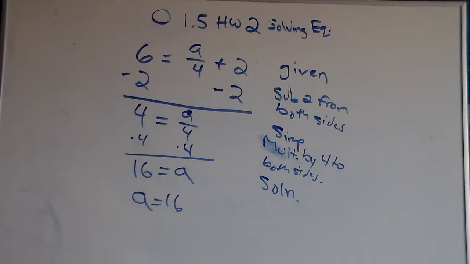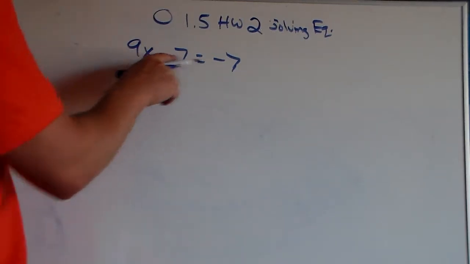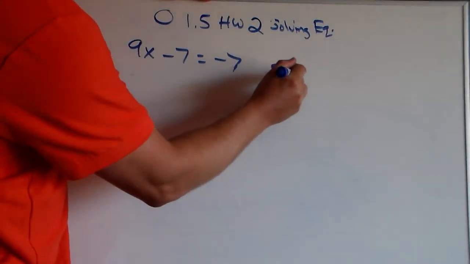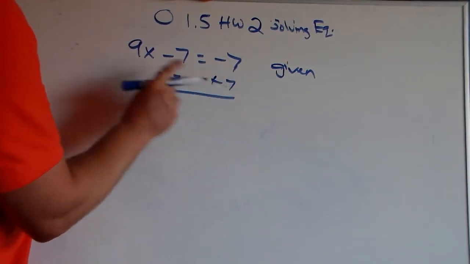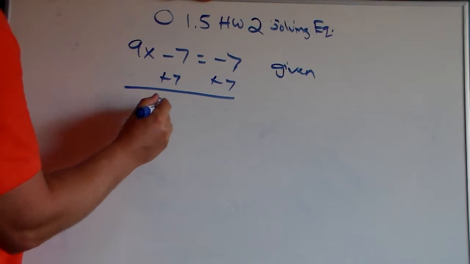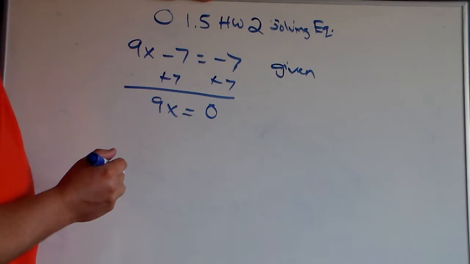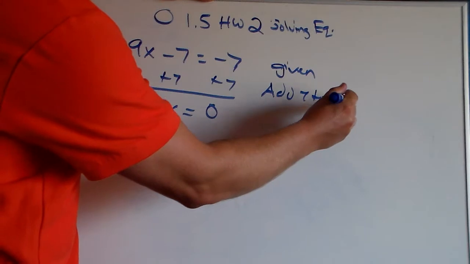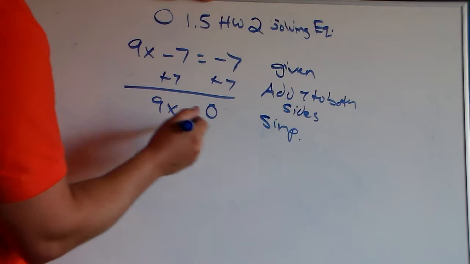Alright, next problem we're going to take care of, problem number 3. So now this is problem number 3. We have 9x minus 7 equals negative 7. What we got to do is get x all by itself. This is our given. We add 7 to both sides of the equation because we want to move that negative 7 to the other side. So we have 9x equals, well, negative 7 plus 7 gets us 0. Added 7 to both sides. We wrote it nice and pretty, we simplified it.